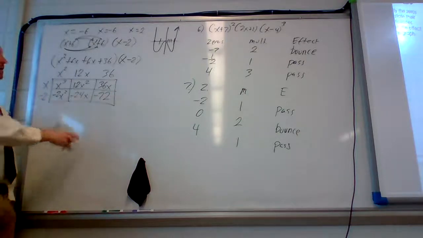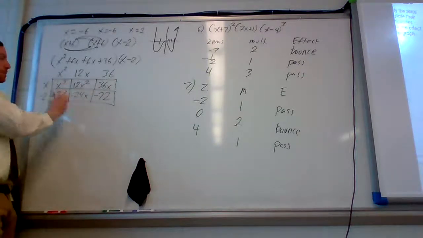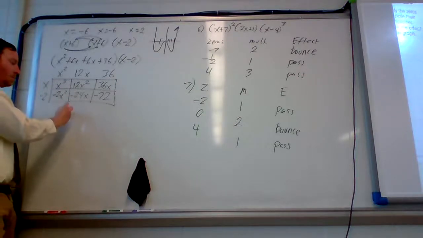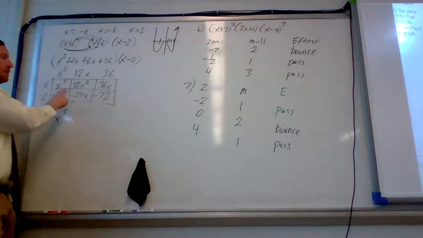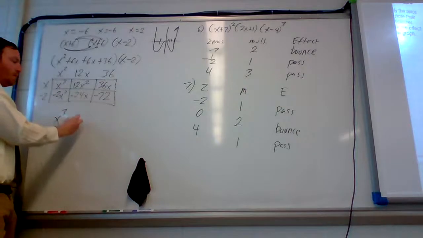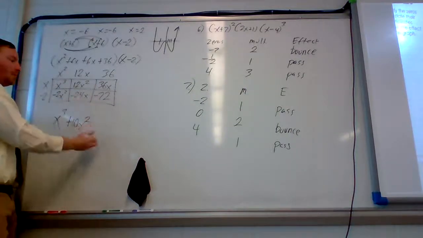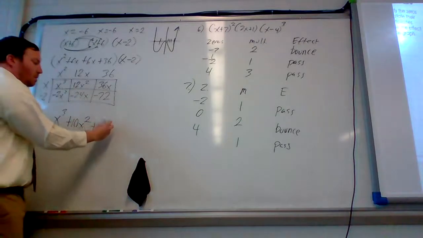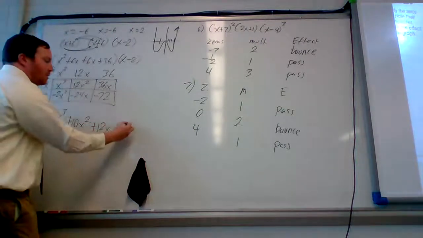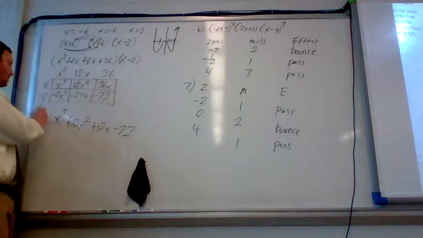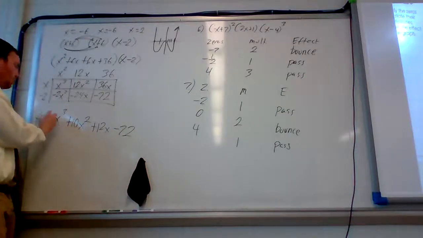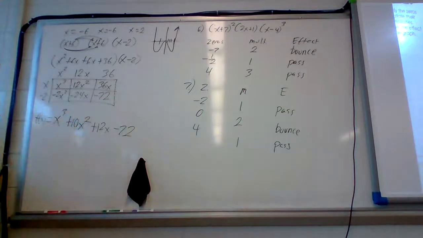Combine your like terms to get back outside the box. We only have one x cubed. Negative 2 and a positive 12 is going to leave me with a 10x squared. 36 minus 24 leaves me with a 12x, minus 72. So there is our equation, right?